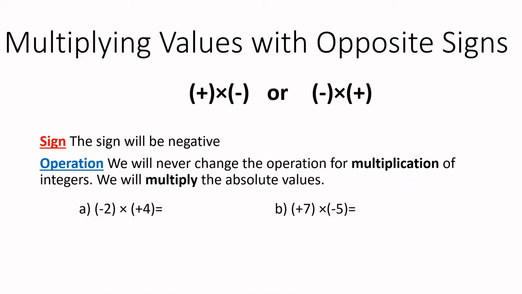So again, example A, I'm doing negative 2 times positive 4. The signs are opposite, so I know the sign of my answer will be negative. Now let's ignore those signs and just look at the absolute values. 2 times 4 is 8, so our answer will be negative 8. And in the case of question B, positive 7 times negative 5, the signs are opposite, so I know my answer will be negative. And I'll just do the absolute values. 7 times 5 is 35. So my answer is negative 35.